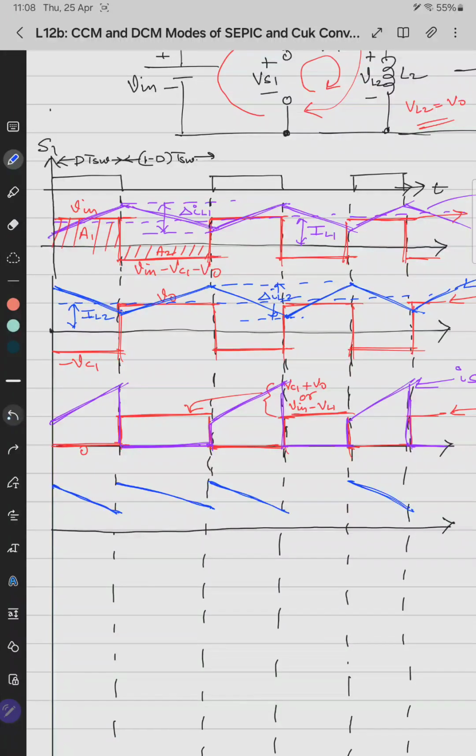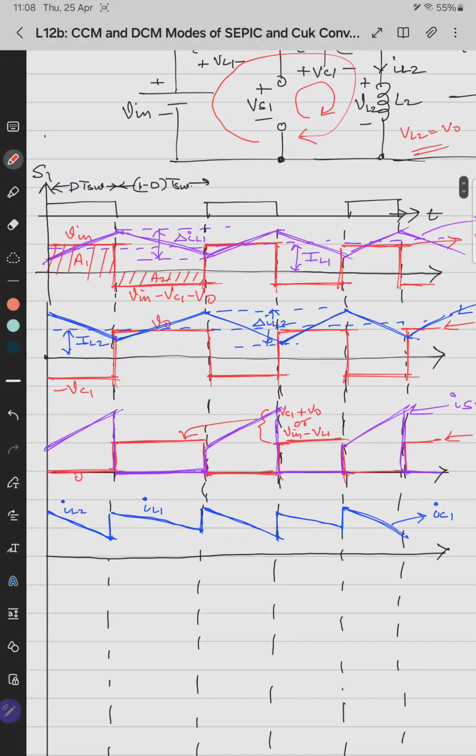We assume that the slopes are not the same. So it is somewhat like this. This is something different and this is something different. So this is IL2 and this is IL1, and this waveform is IC1.